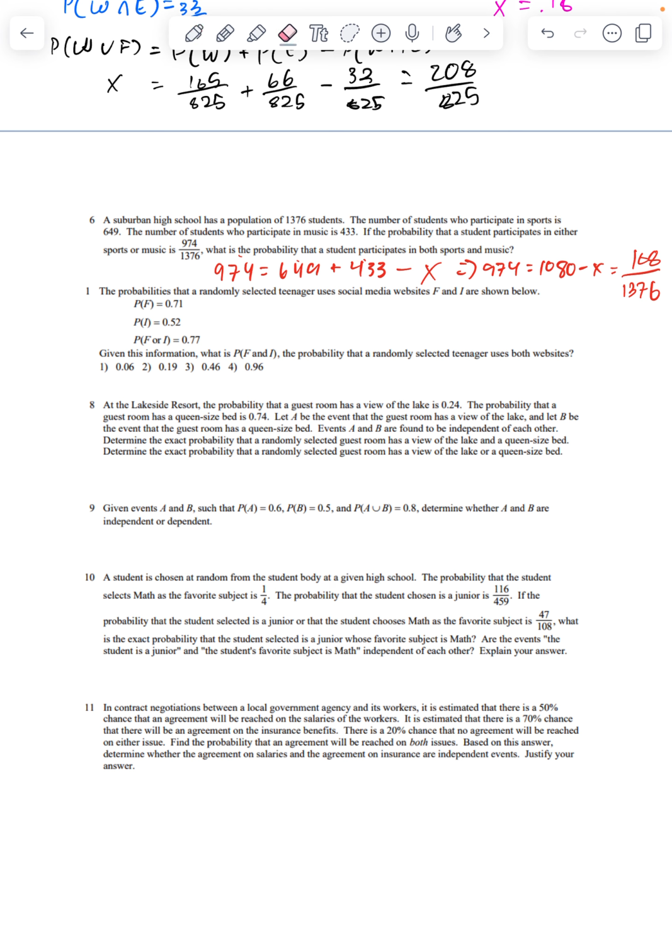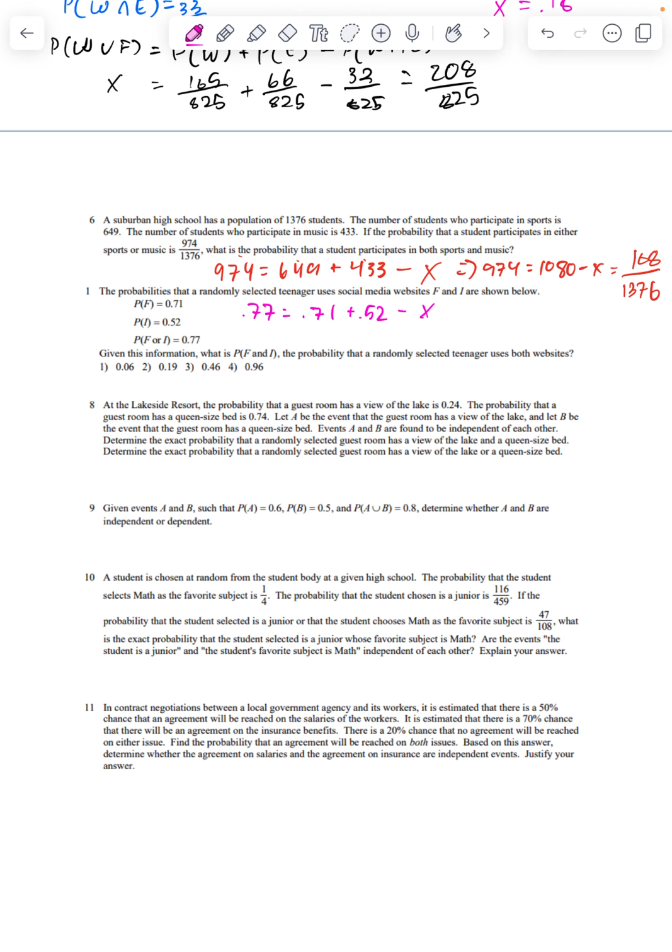All right, let's take a look at the next example. The probability that a randomly selected teenager uses social media websites F and I are shown below. Given this information, what is P of F and I? Again, we're just using that addition rule over and over here. So we want to know the intersection. So we're going to do 0.77, which is both, equals 0.71 plus 0.52 minus their intersection, which is x.